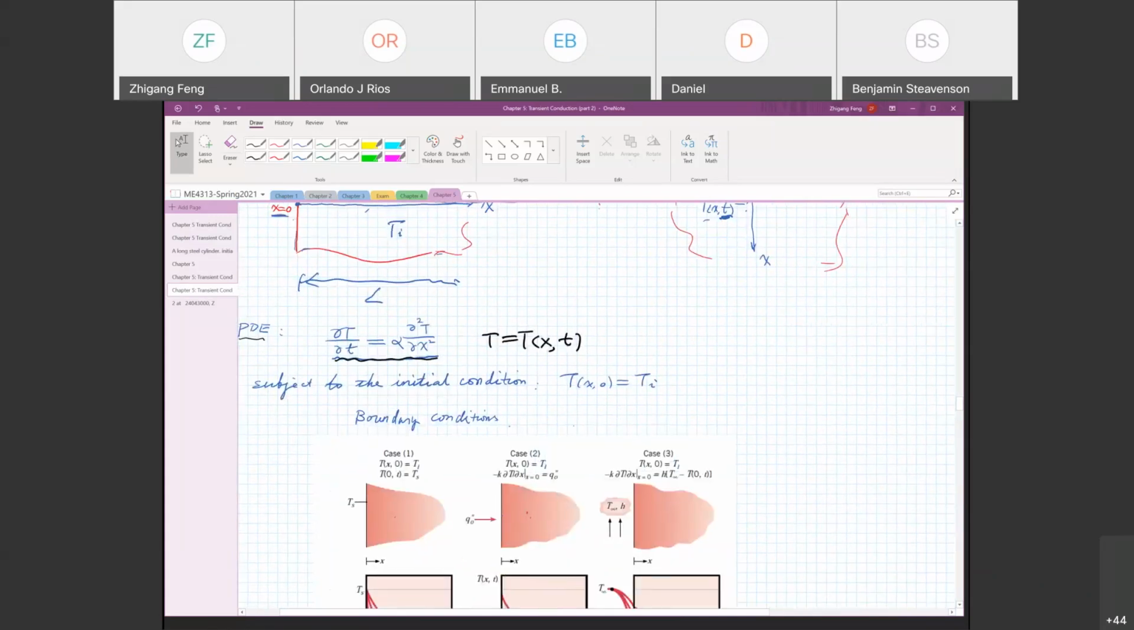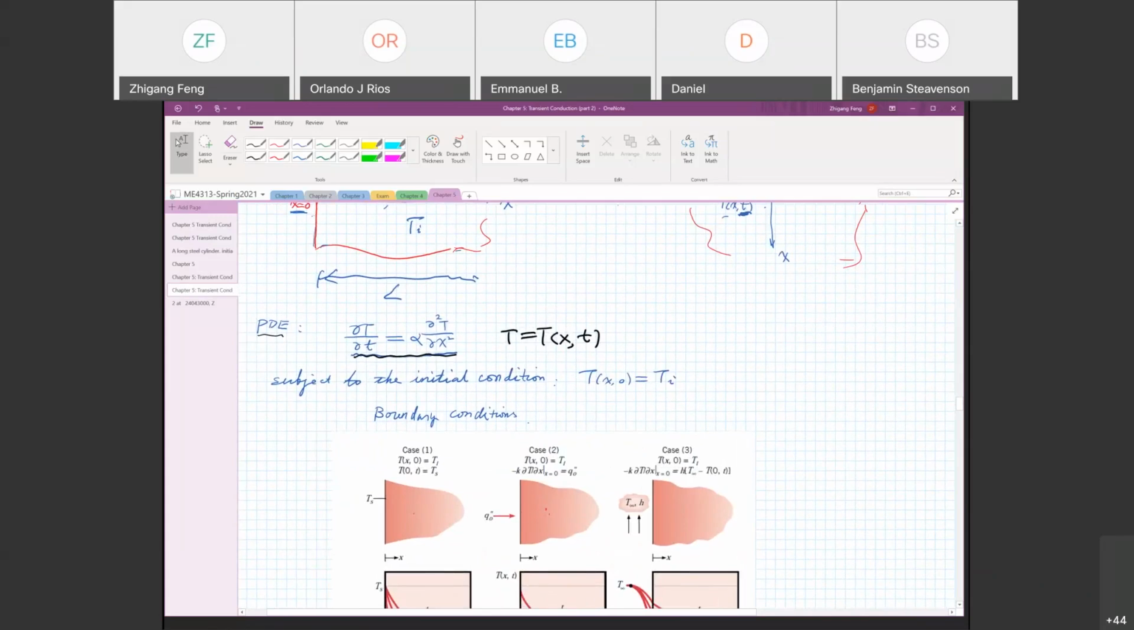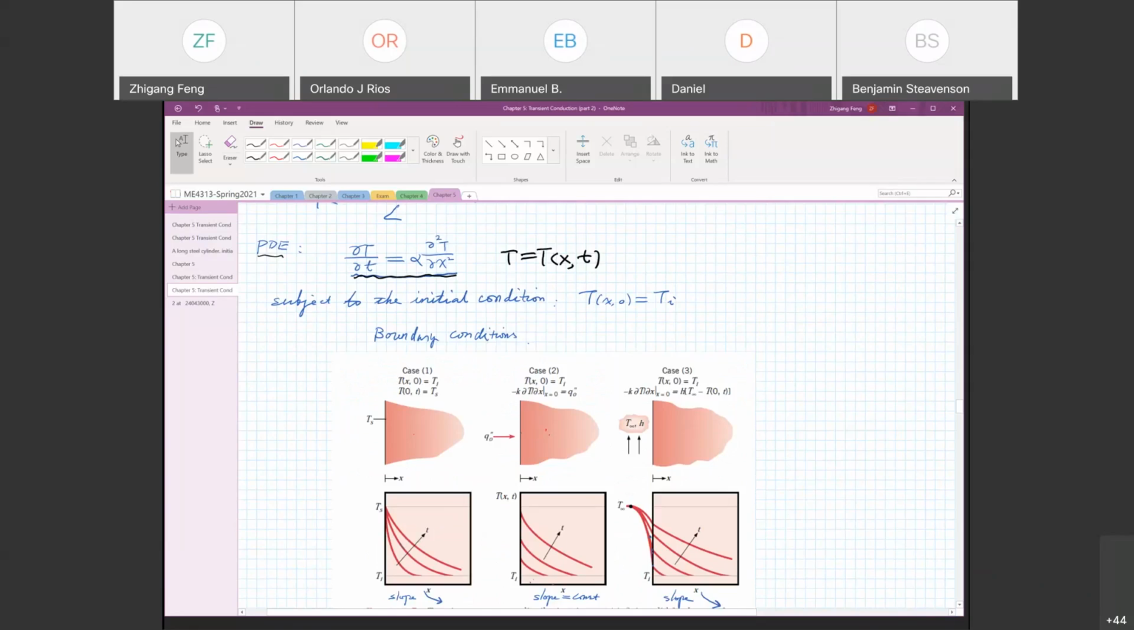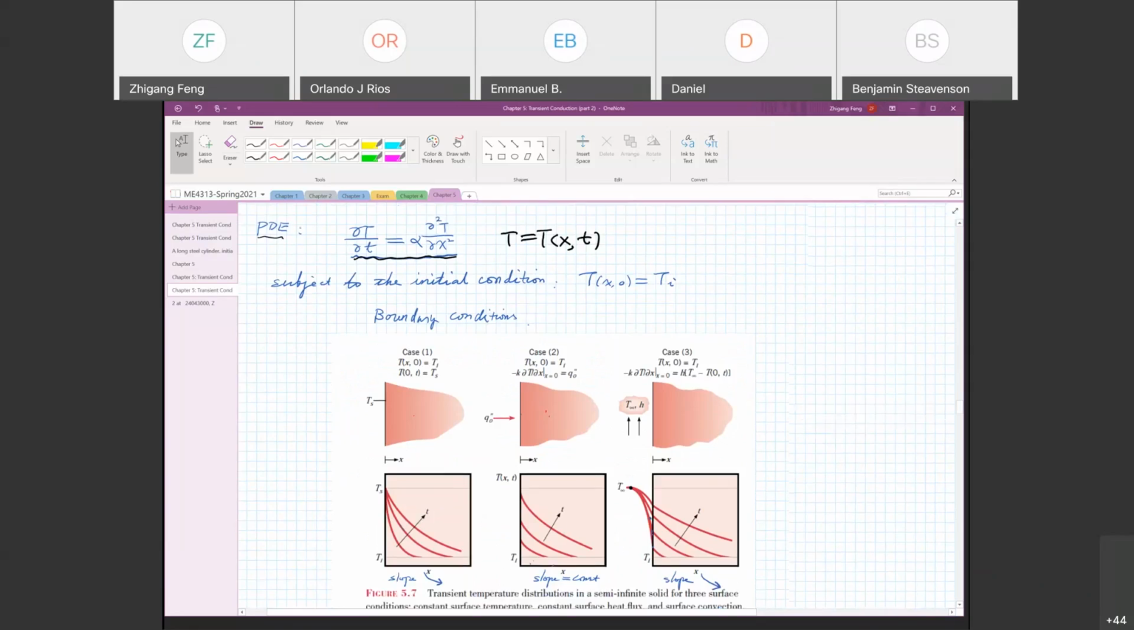And so that's the governing equation. And the boundary condition, as I said, we can have different types of boundary condition. Here, there are 3 cases. Case 1, when we have a constant boundary condition at the surface. So we hold the surface temperature at a constant T sub s.